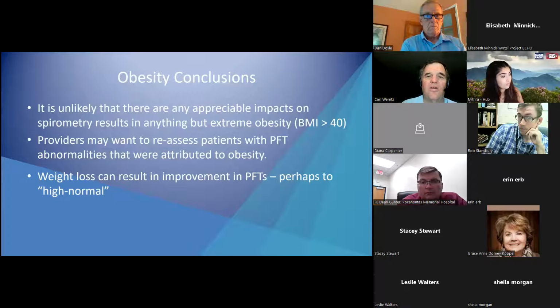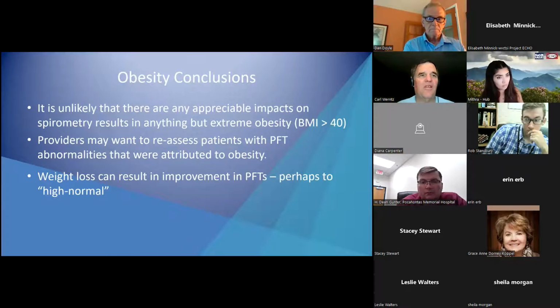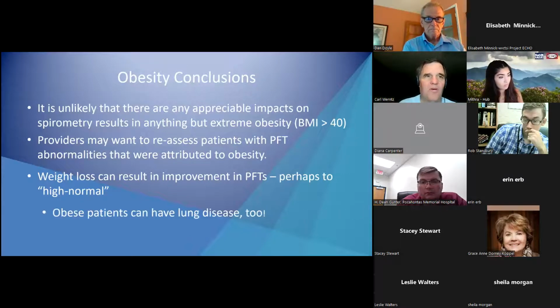Okay, so my take home is that if the BMI is less than 40, there's probably almost no impact on spirometry. So if you've said, hey, this patient's changes are probably because of their obesity, if their BMI is not over 40, it may be time to go back and look at that again. And we do know that weight loss can improve PFTs, maybe even make the people super normal. And always remember, obese patients can have lung disease too. So don't write off very much of their changes in common testing to obesity until it gets to be a pretty big BMI.